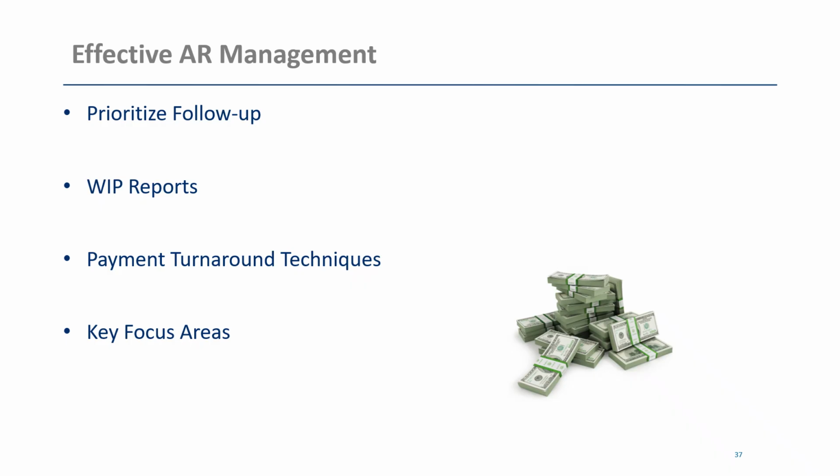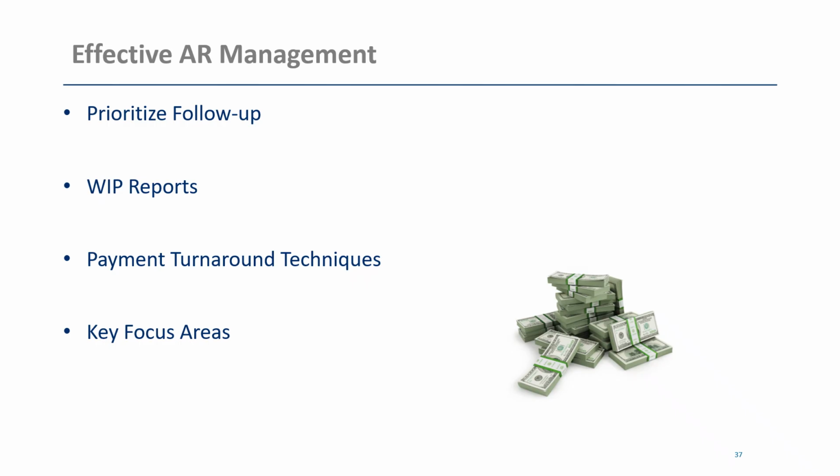Priorities should be set for follow-up. Typically, 15 to 20% of accounts make up 80% of your AR dollars. So staff should focus on the high dollar balances to quickly reduce your AR. And to ensure that the work is being completed, real-time work in progress, or WIP, reports should be tracked with standards set for staff follow-up productivity and quality.